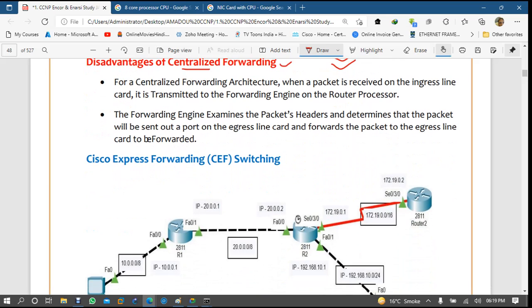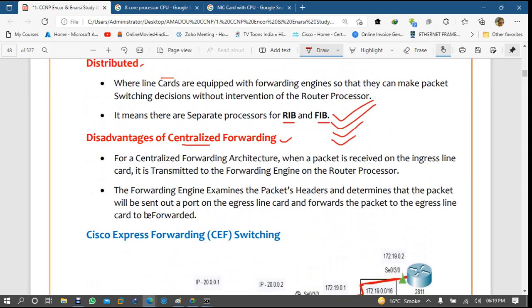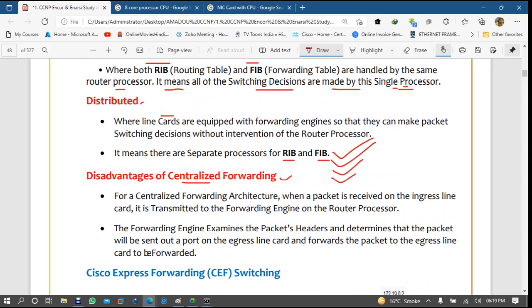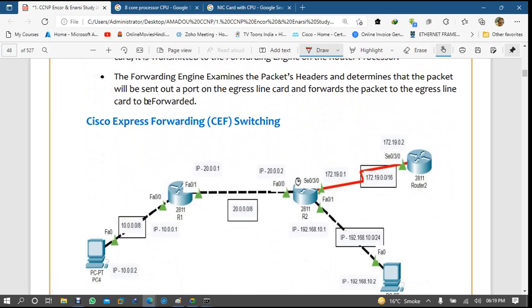Now, you said that this distribution kind of technology is okay, but how many interfaces can you have? Maybe four, five, six, or eight interfaces on the router, right? But storing or creating a separate table or process on each interface will have some limitations, right? So finally they came with CEF, Cisco Express Forwarding.